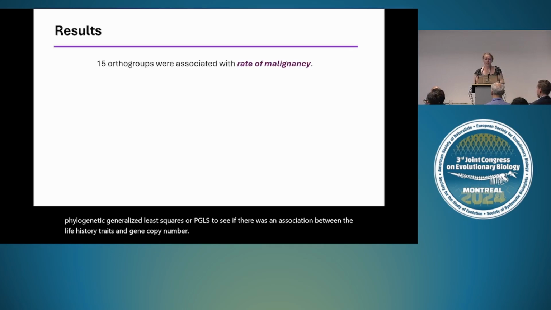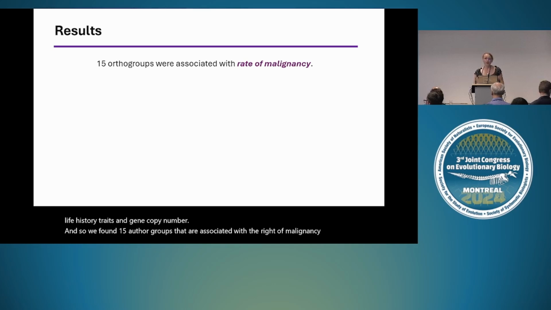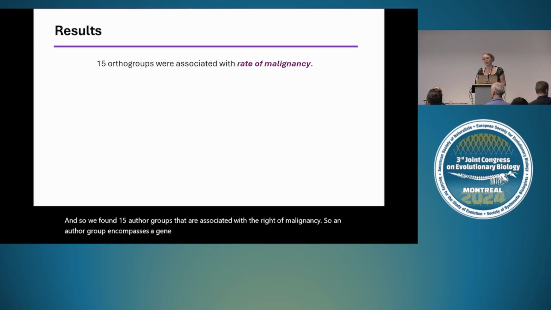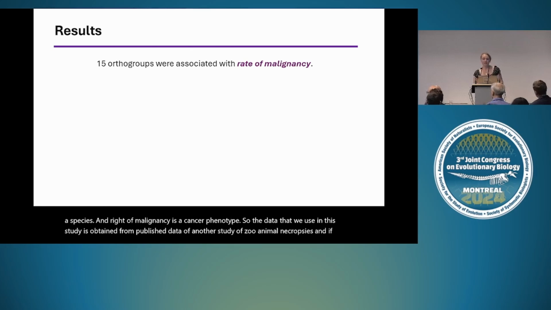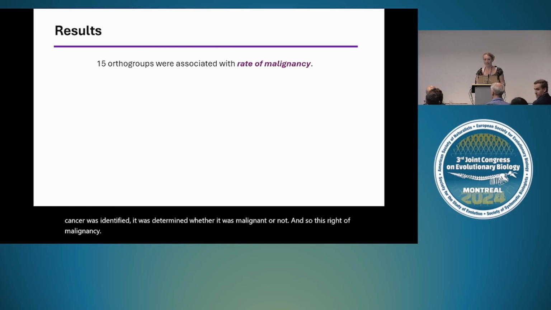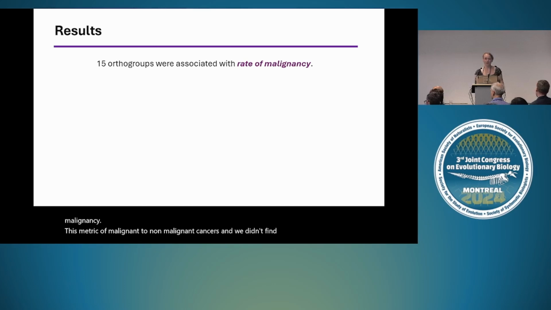And we found 15 orthogroups that were associated with rate of malignancy. An orthogroup encompasses a gene and all of its orthologous copies, both within and between a species. And rate of malignancy is a cancer phenotype. The data that we use in this study is obtained from published data of another study of zoo animal necropsies. If cancer was identified, it was determined whether it was malignant or not. So this rate of malignancy is a metric of malignant to non-malignant cancers. And we didn't find any association between gene copy number and lifespan or body size here.